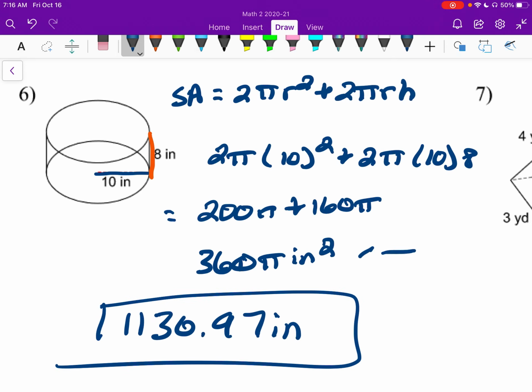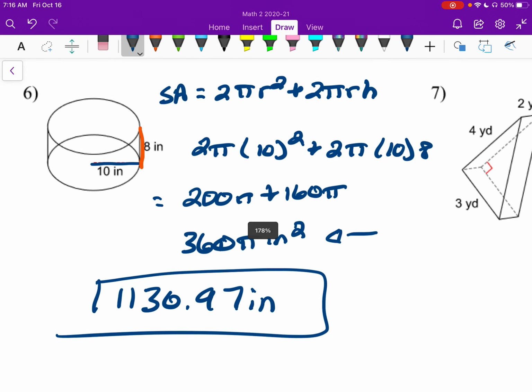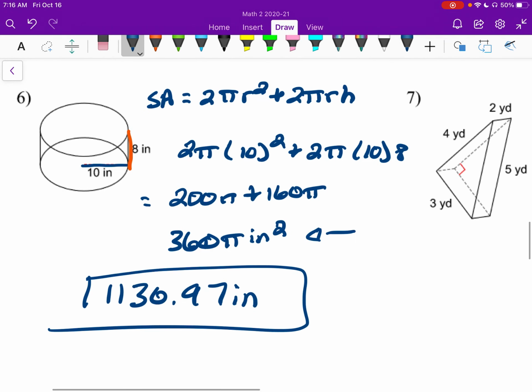So don't forget that this is something that you can do, and I believe some of the homework assignments will ask you to do it that way. That would be considered the more precise way to do this problem, because the pi, you always have to round if you use pi, right? There's no way to round it perfectly or to give a perfect answer.